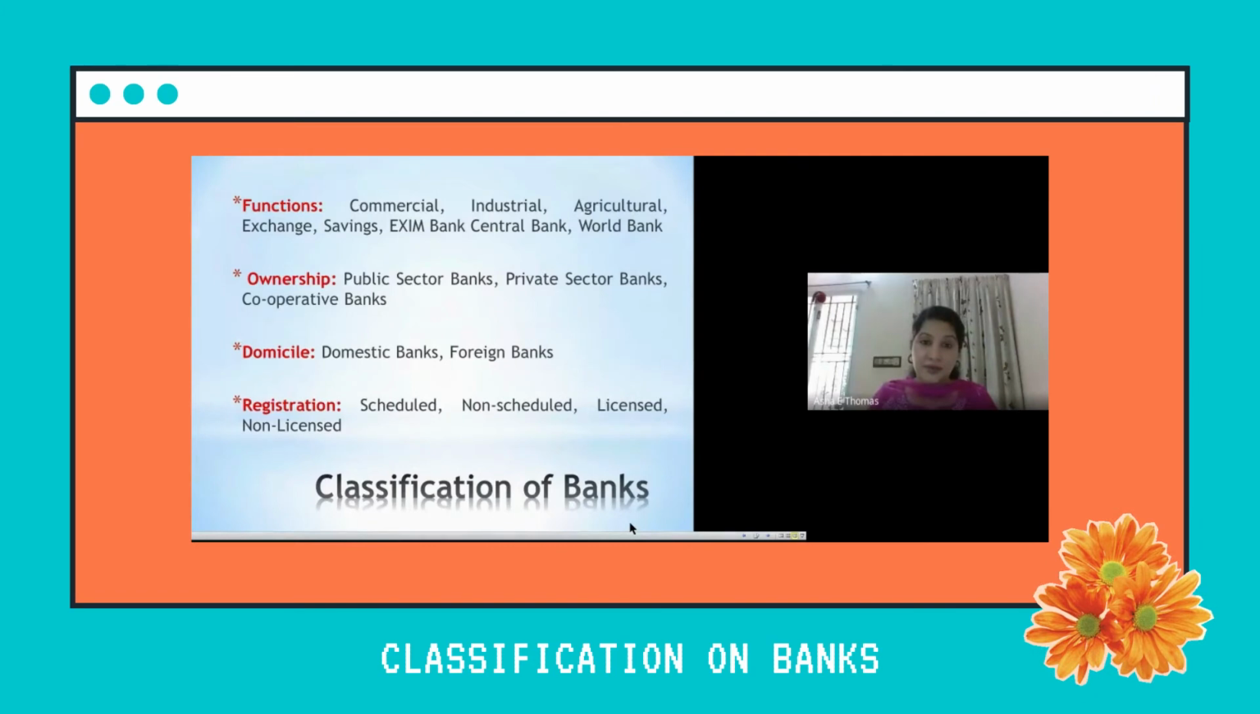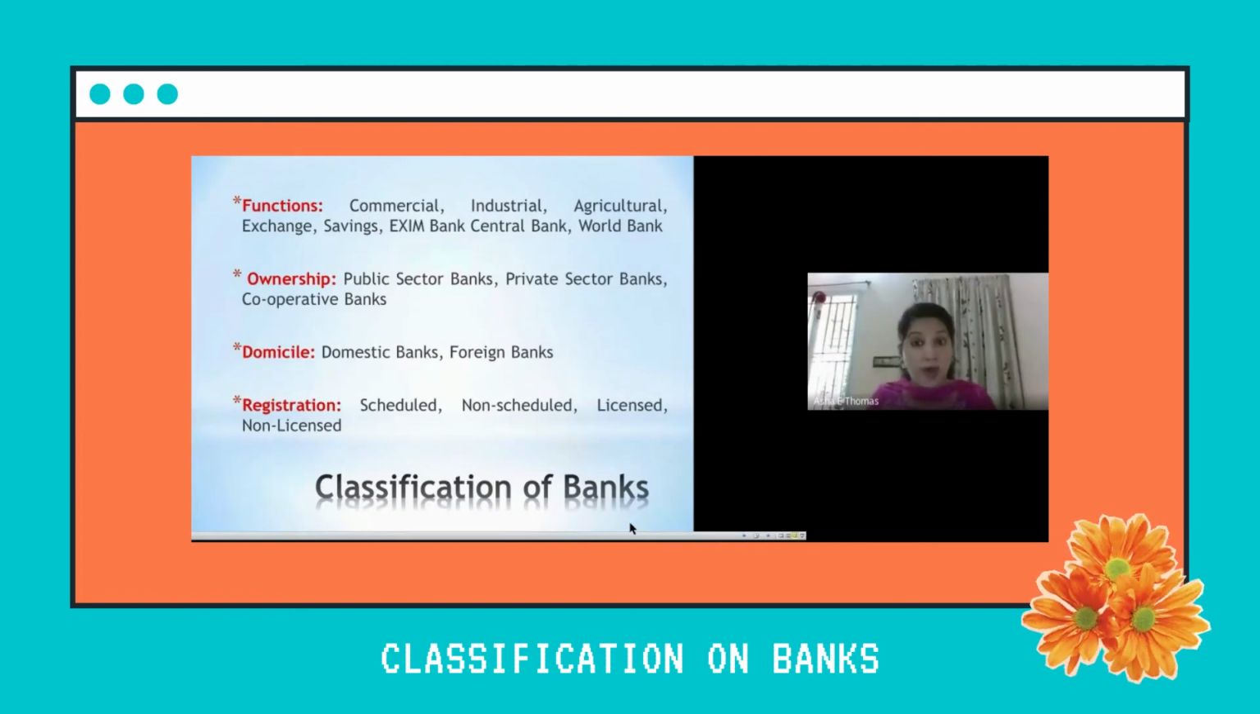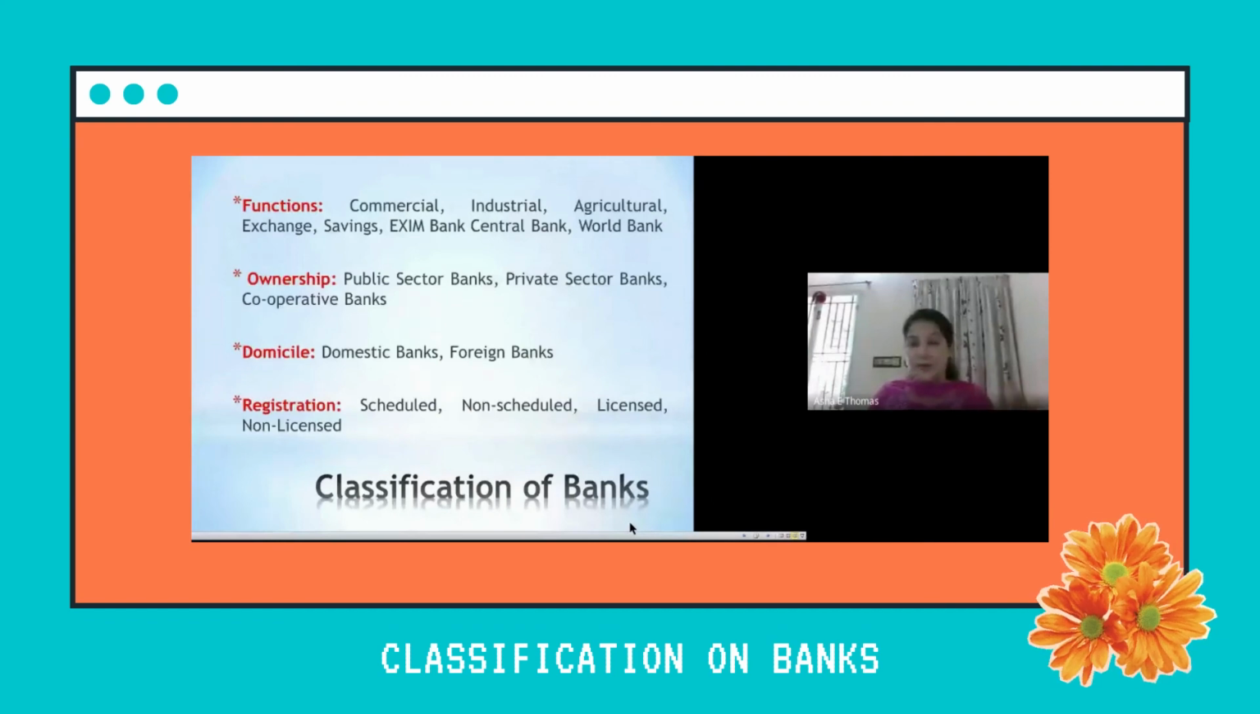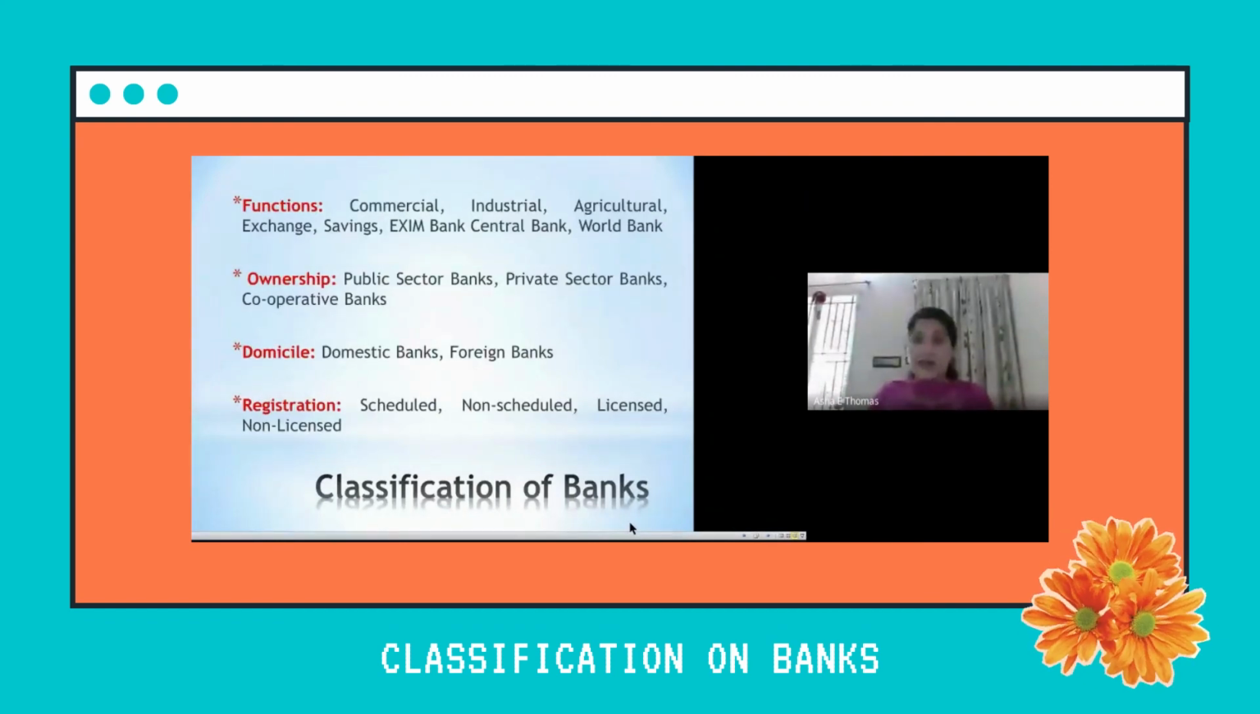So today in our class, we discussed banks and the classification of banks. Initially we discussed the World Bank. Then we discussed classification of banks based on ownership and domicile. Based on ownership, banks can be classified into three: public, private, and cooperative banks. Based on domicile, they can be classified as domestic banks and foreign banks.